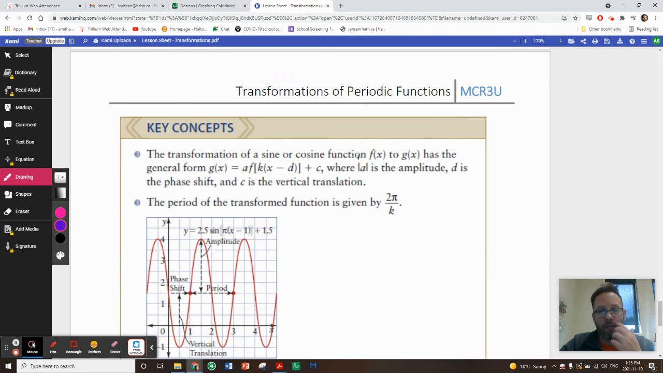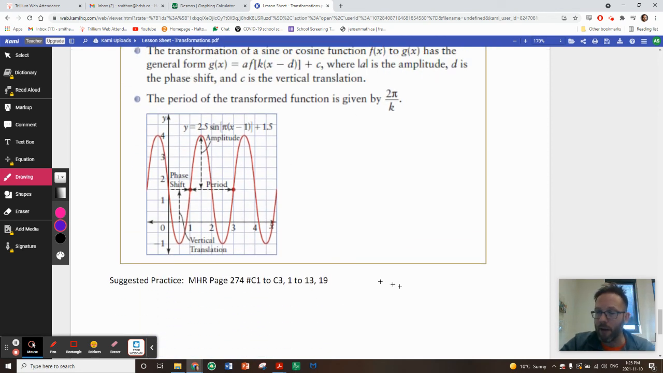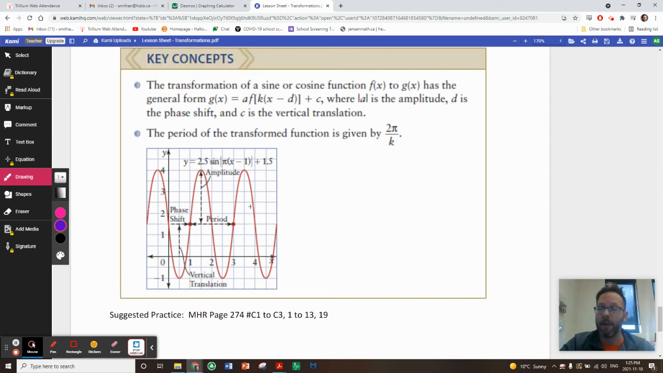So as usual, guys, I've got some suggested practice for you. I also will have a short assignment, making a few graphs, coming up with a few equations, and modeling a real life scenario with a periodic function.